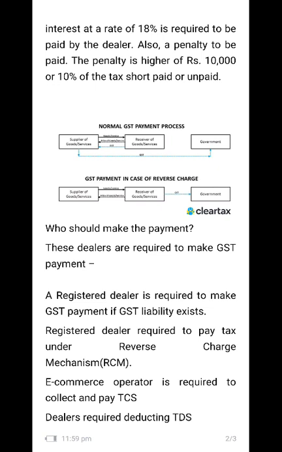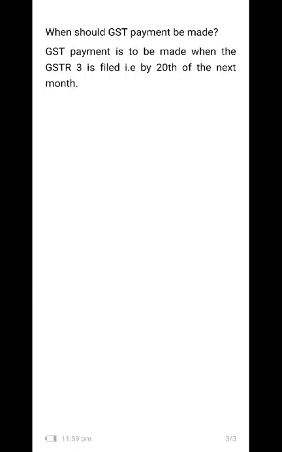Okay. Who should make the payment? These dealers are required to make GST payment. A registered dealer is required to make GST payment if GST liability exists. The dealer should be registered. Please be noted. A registered dealer is required to pay tax under the reverse charge mechanism, that is RCM. An e-commerce operator is required to collect and pay TCS. Dealers are required to deduct TDS, which means tax deducted at source, etc. You will be very familiar with those terms.